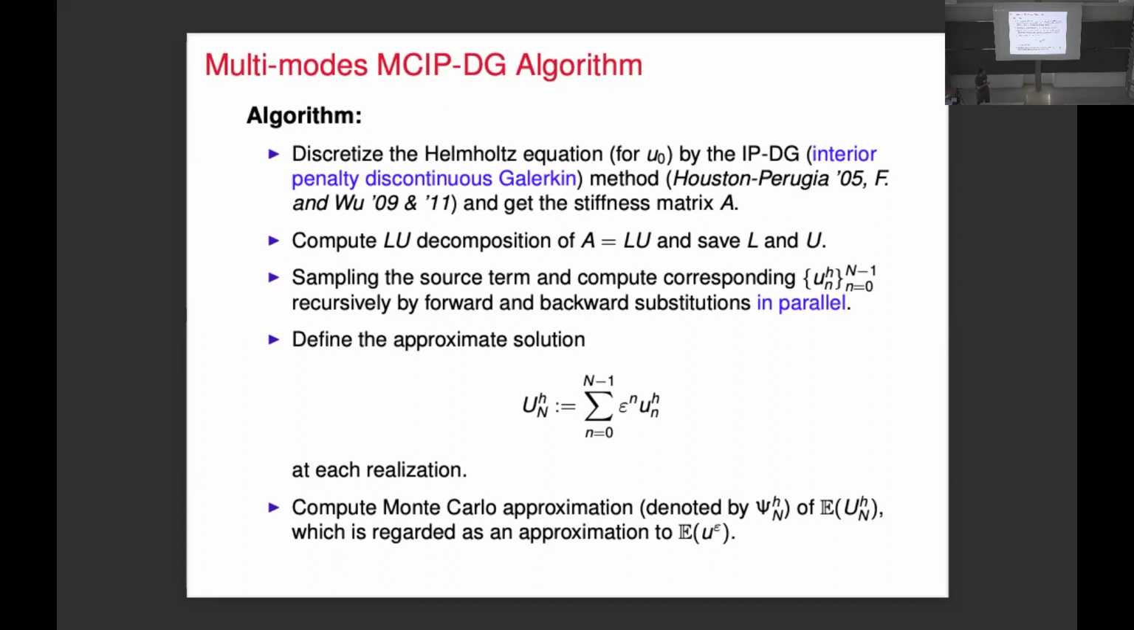You see your stiffness matrix A and then do the LU. You can do the block Krylov. Here we do the LU, and then you repeat it using the backward and forward substitution, for each mode and for each realization. Then you form your approximate solution. Because you have all the realizations there, you can form any quantity of stochastic interest you like, in particular the mean. Then you get the approximation for the expected value.